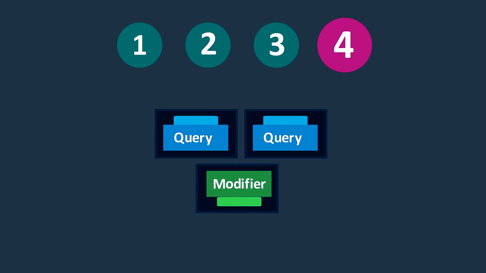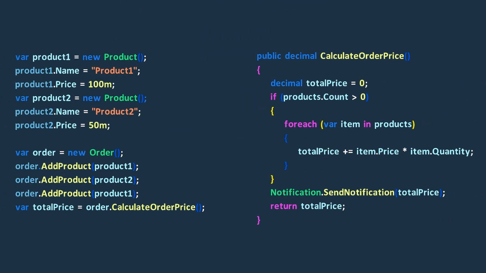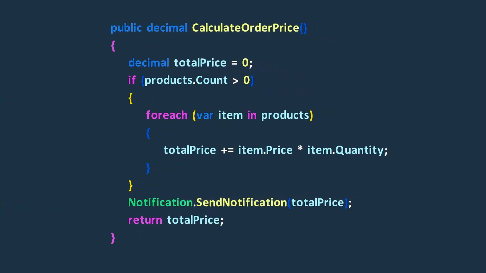Alright, let's look at an example and see the separate query from modifier technique in action. In this example, the calculate order price method calculates the total price of the products based on their prices. Let's take a look at this method. First, we declare a variable called total price and initialize it to 0.